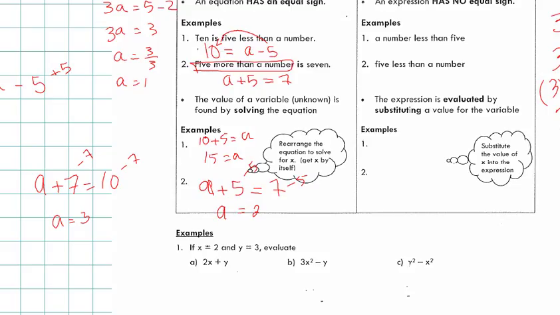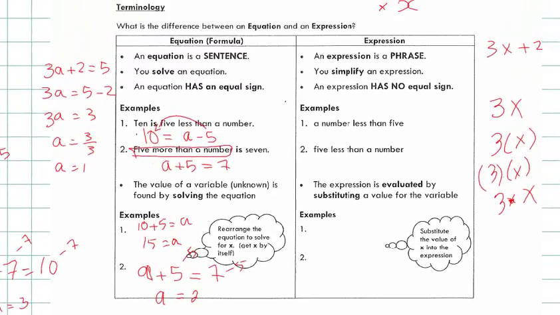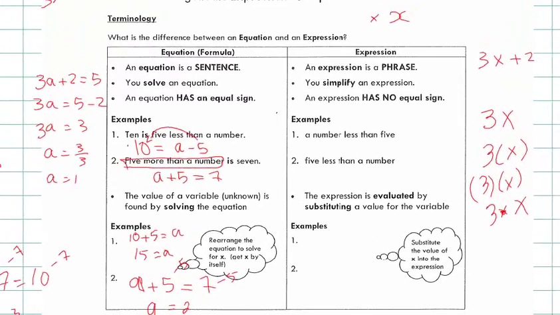Okay. Now, with an expression, you don't have an equal sign. So let's read that phrase: a number less than 5. Let's say a number means 8. A number is 8, so a number is less than 5. How can I write that? Remember, I don't have an equal sign. 5 minus A.